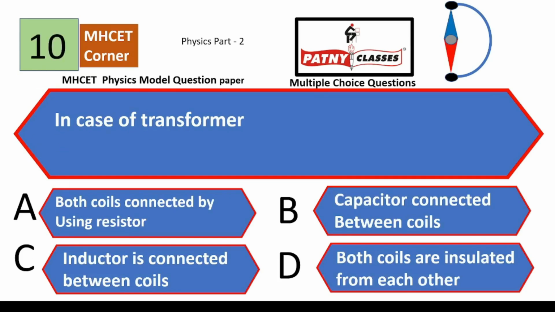Question number 10. In case of transformer, option A, both coils connected by using resistor. Option B, capacitor is connected between coils. Option C, inductor is connected between coils. Option D, both coils are insulated from each other.